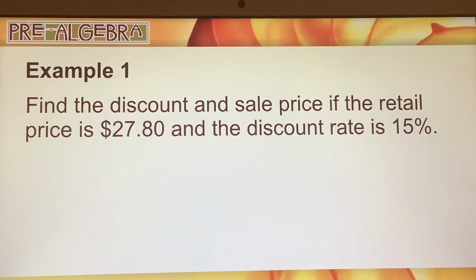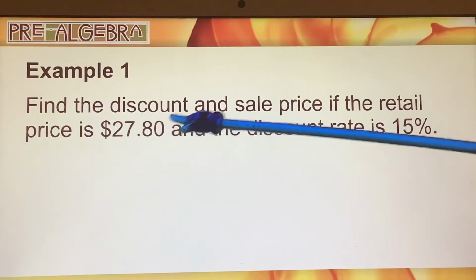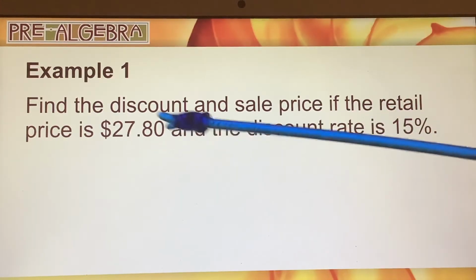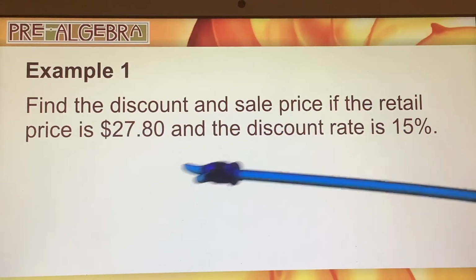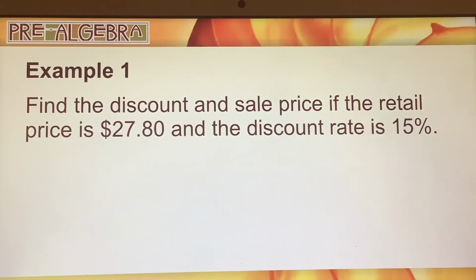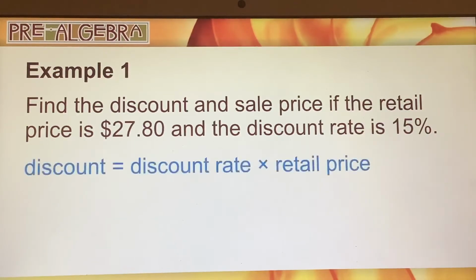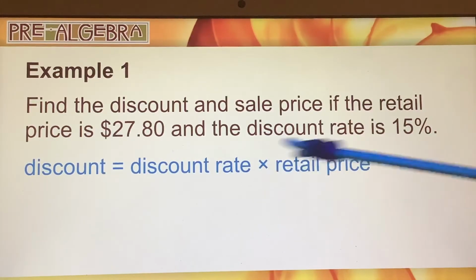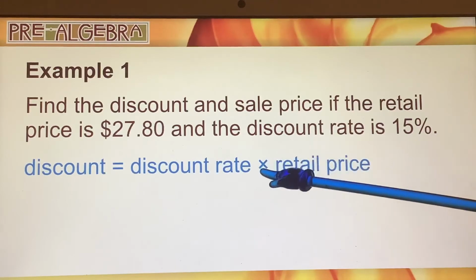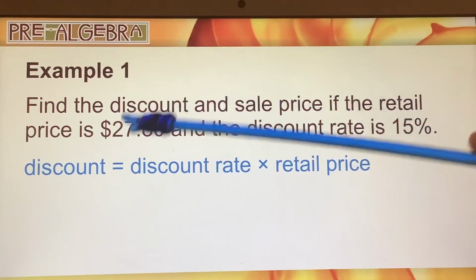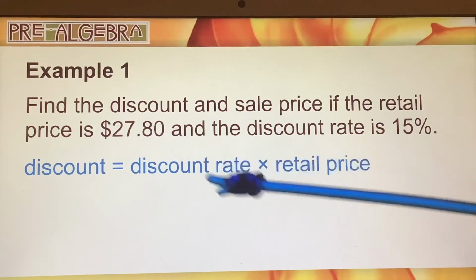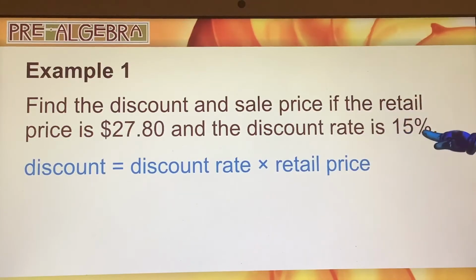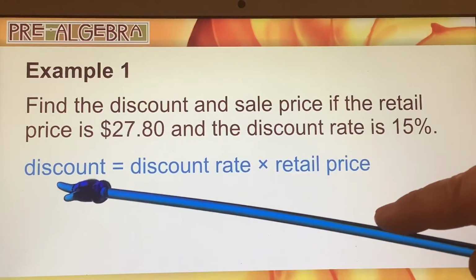So first, you've got to find the discount and the sale price of the retail price. So this is the total amount, $27.80, and the discount rate is 15%. First, the discount is equal to the discount rate, that's your percent right here, times the retail price. The retail price is $27.80. When you multiply the retail price times the discount rate, that will give us the amount of discount.